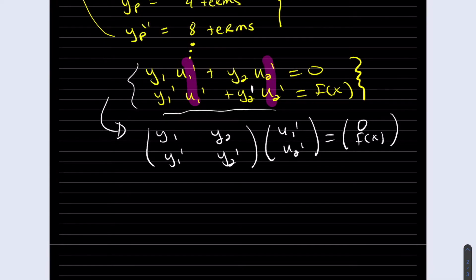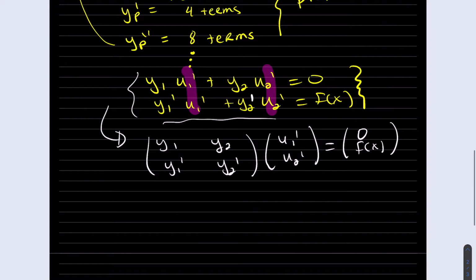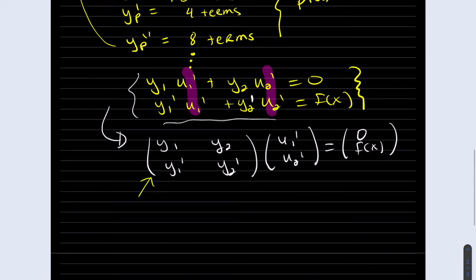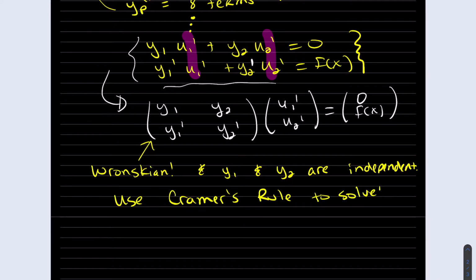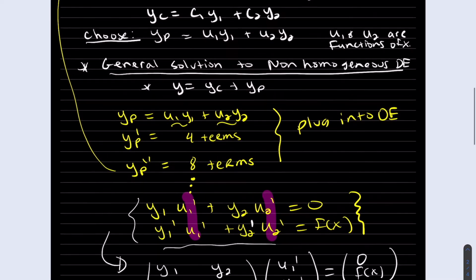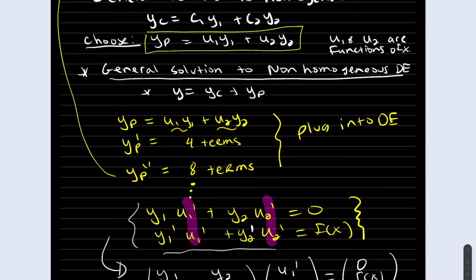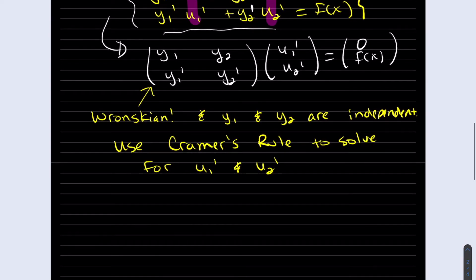So again, remember y1 and y2 were our solutions of the homogeneous. That's how we get this started. Does this look familiar? This is our Wronskian. Since y1 and y2 are independent, because they are solutions to the homogeneous, we can use Cramer's rule to solve this for u1 prime and u2 prime. Then we'll be able to integrate both sides and solve for u1 and u2. Once we find u1 and u2, we have our particular solution. That's our goal, to find u1 and u2.